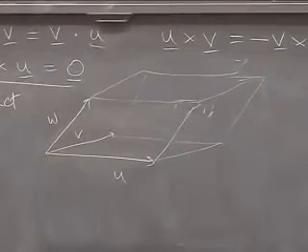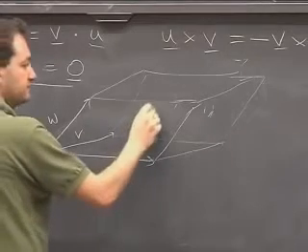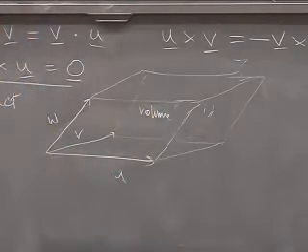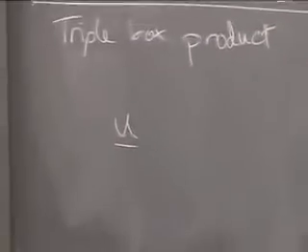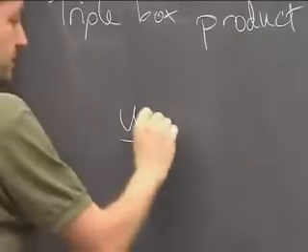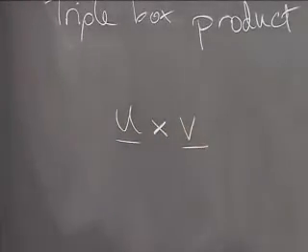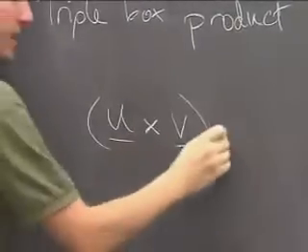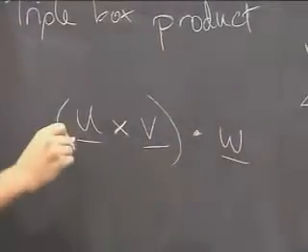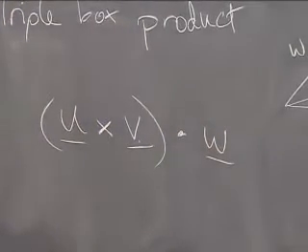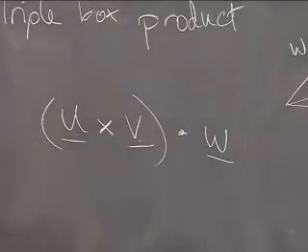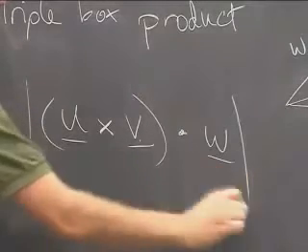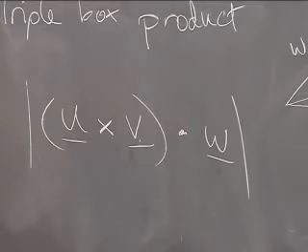So what is the volume of this box? Well, it turns out to be the triple box product. The standard form is you take U cross V and you dot it with W. Remember, you take U cross V, you get a different vector. So a vector cross vector gives you a vector. Dot it with W and you will get a scalar. You get a number. But we're going to take absolute values of it because it could be negative and we don't want the volume to be negative.